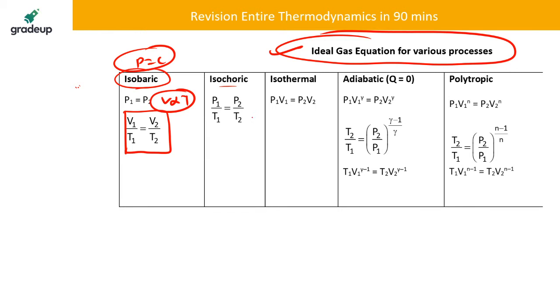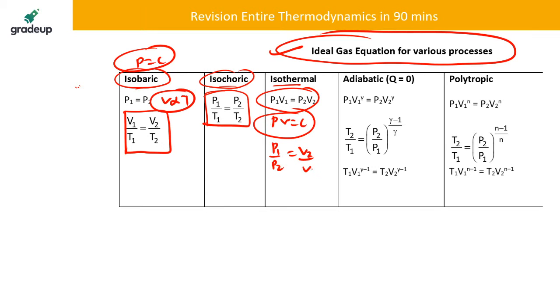Okay, so for the isochoric process, this is the ideal gas equation. For isothermal, this is the ideal gas equation, as PV is equal to constant is the equation of an isothermal process. So if the system is changing state, you can write it as P1 by P2 is equal to V2 by V1. So this is the ideal gas equation for the isothermal process.